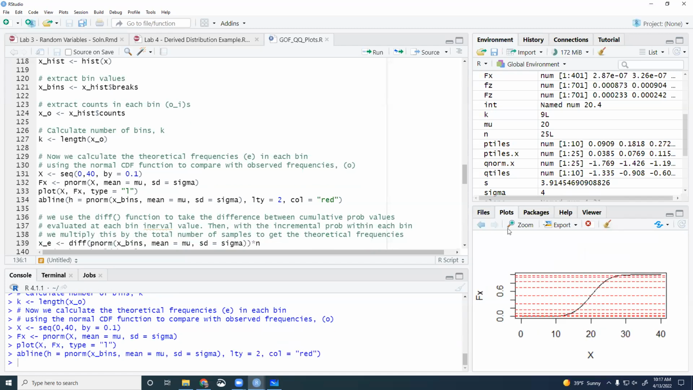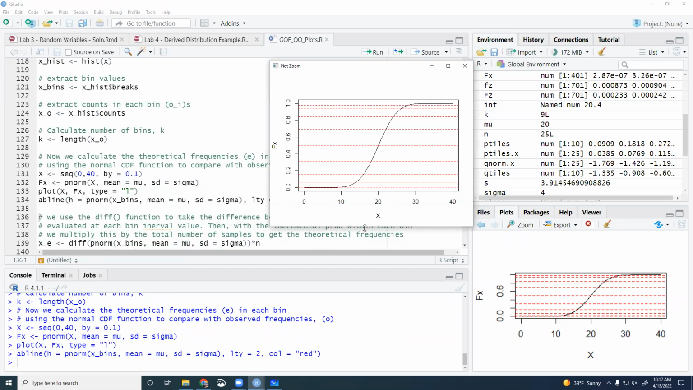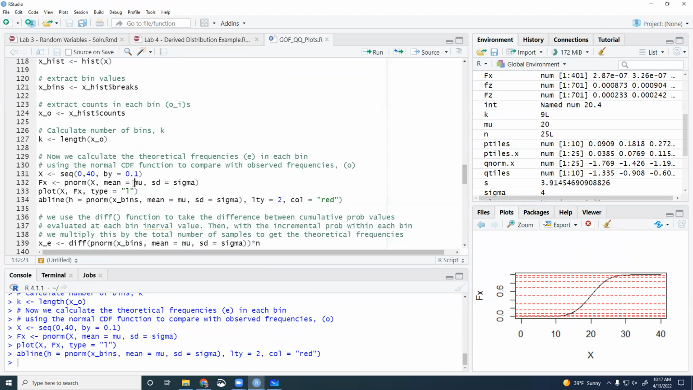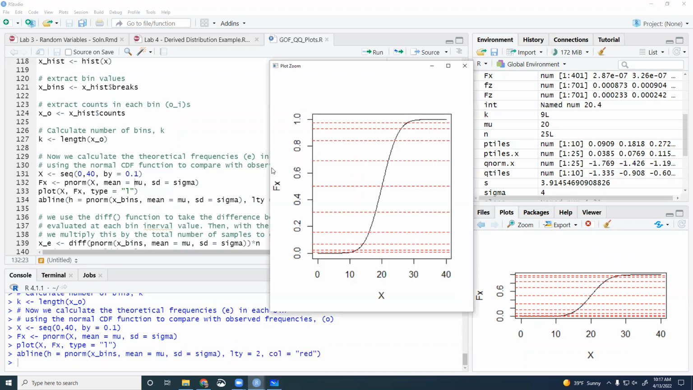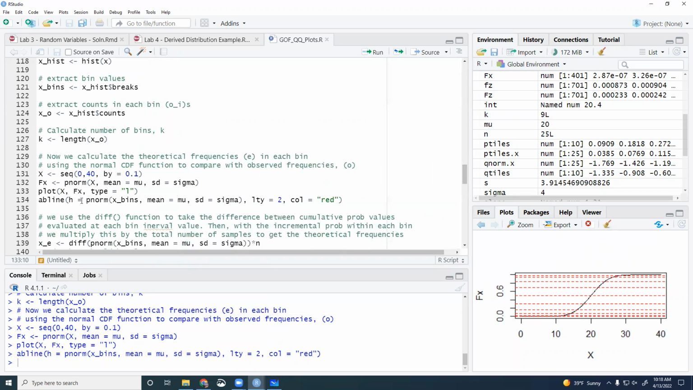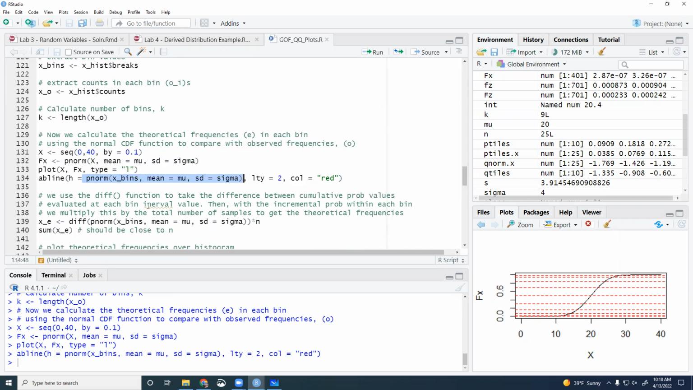And this is the cumulative distribution function for that normal distribution using the same mean and standard deviation as before. And you can see these are where the bins are. So what I did is I said, draw some lines where our bins are, where we would have our cumulative distribution function at that.